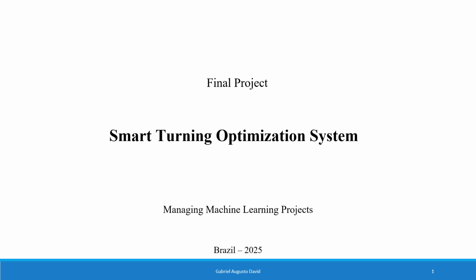This video is part of the final project for the course Management Machine Learning Projects offered by Duke University on Coursera. The goal of this final assignment is to design and present a machine learning solution using CRISP-DM framework and the key system design principles. My project is called Smart Turning Optimization System.